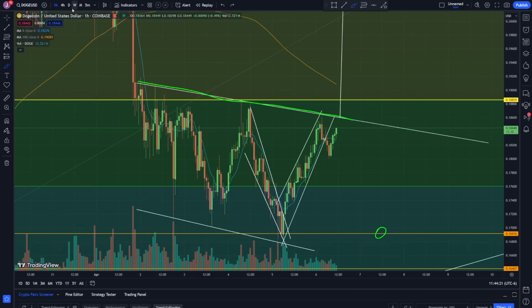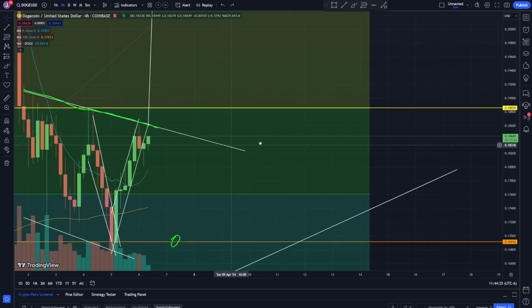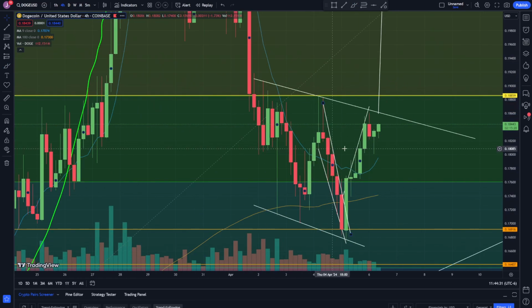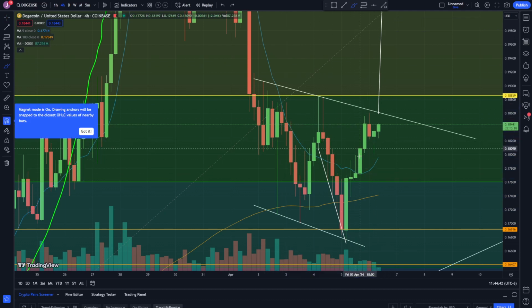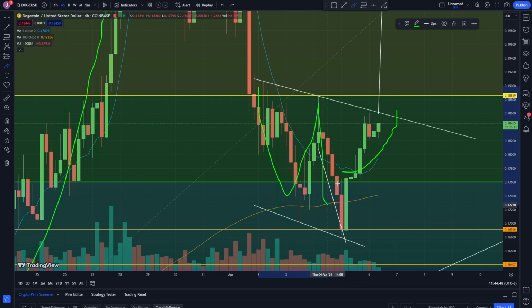The other thing I wanted to show you real quick is the 4 hour 9 moving average, because we actually broke above that as well. Let me delete some of this stuff really quick. So we have this 9 moving average right here. Let me grab it. Okay, the 9 moving average is right here. We broke above it right here, and we've been getting support on it. Let's see if this can break us out of this pattern that I was looking at.